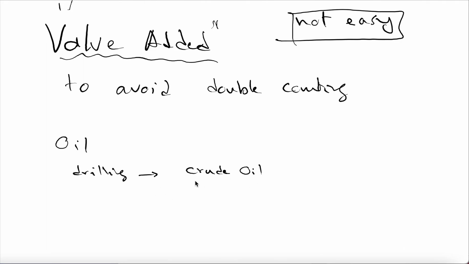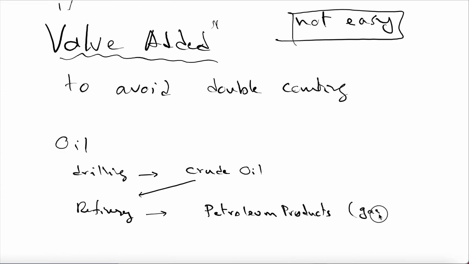Okay, and then the crude oil goes to the refinery, and it will give you the petroleum products, including gasoline, which we are using in our cars. Okay, and the petroleum products go by shipment, by trucks or by pipeline, to the petrol station.